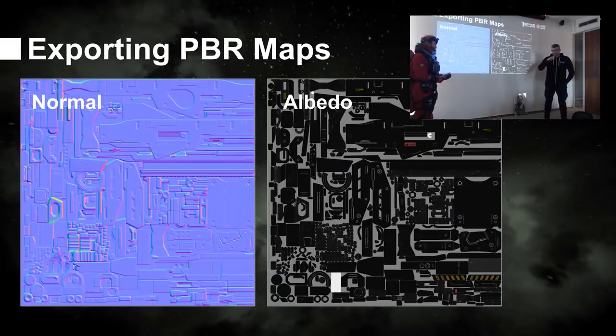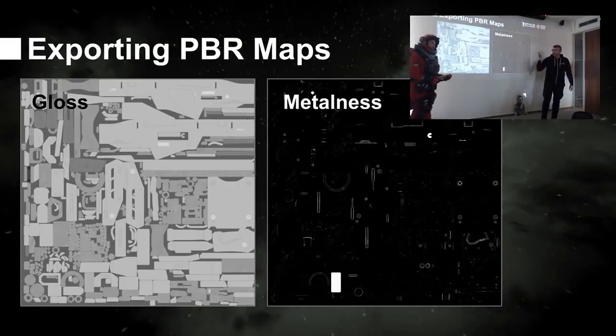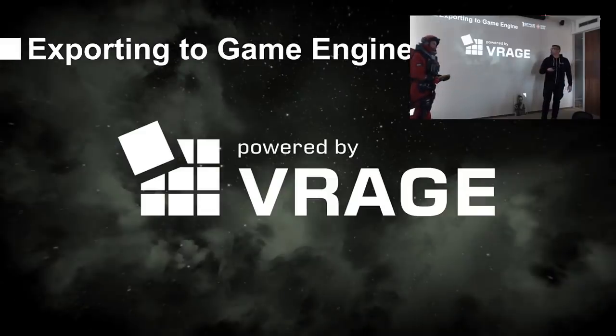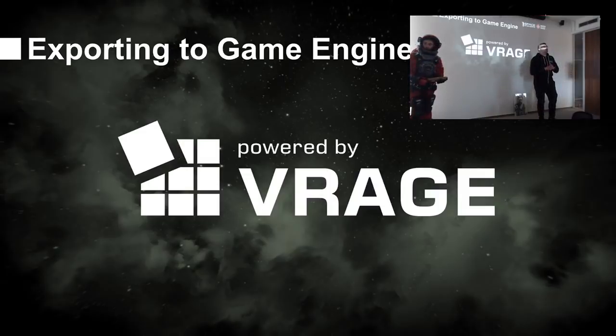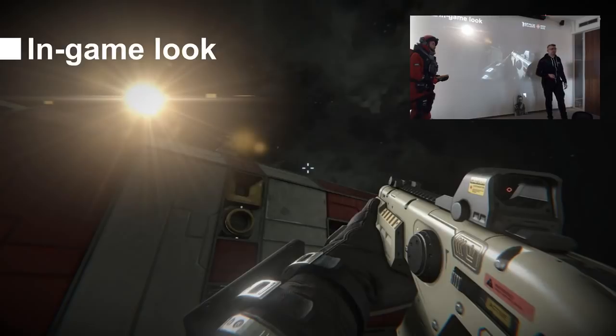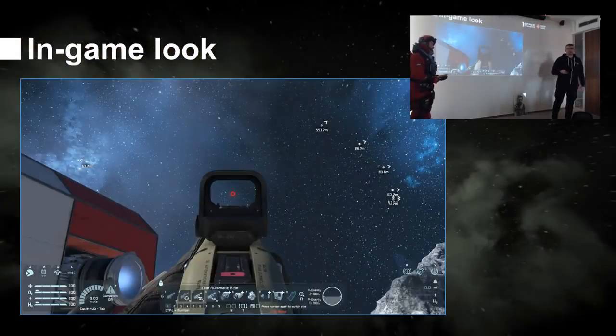And after that, either from Substance Designer or from Quixel, we export all needed maps. We export normals, albedo, gloss, metalness, and ambient occlusion. And that's it. We export this model using our builder, model and textures. We use DDS format for exporting textures. And we export it to our engine. And that's how it looks in game. So that's a screenshot from our game now.